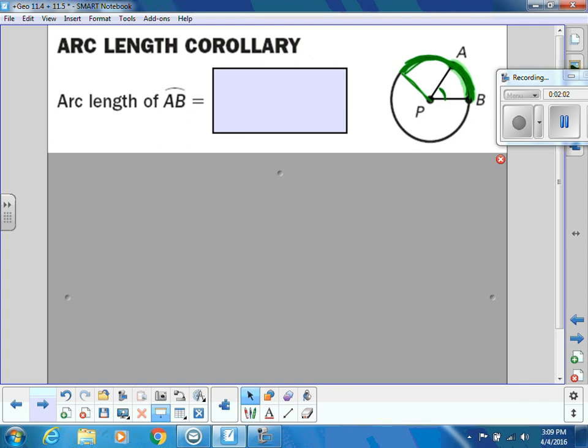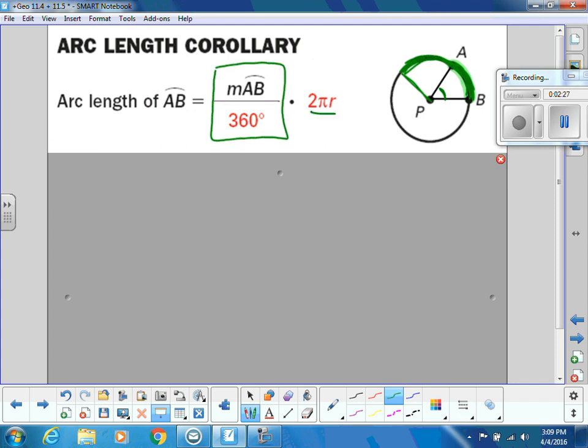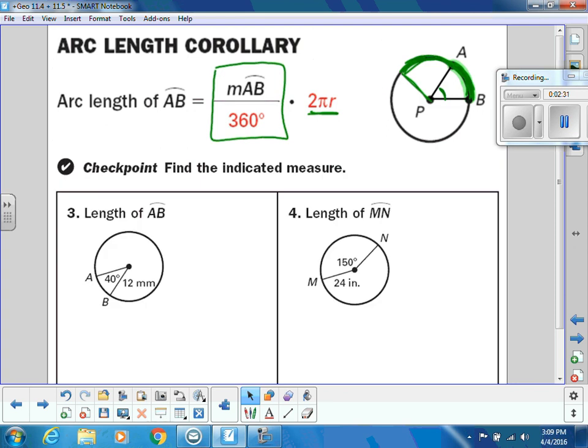So our formula for arc length is simply going to be the measure of our arc AB, whatever that happens to be, divided by 360. So 360 is the whole piece, like if we were doing the full circumference, times 2 pi r, which is your circumference formula. So this shows us what fraction of the circumference, and this is the actual circumference. All right, so let's apply that.